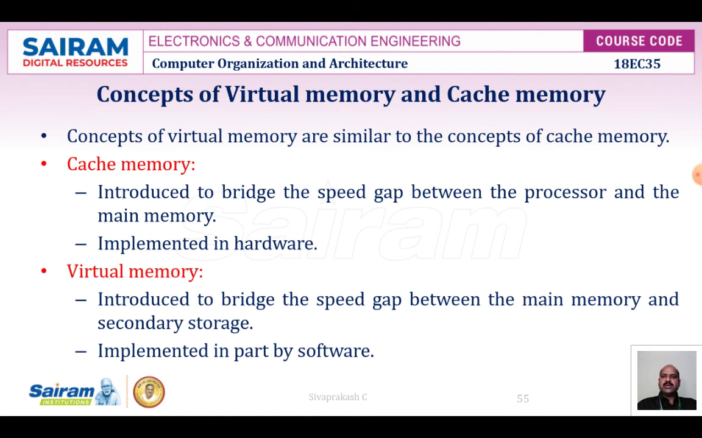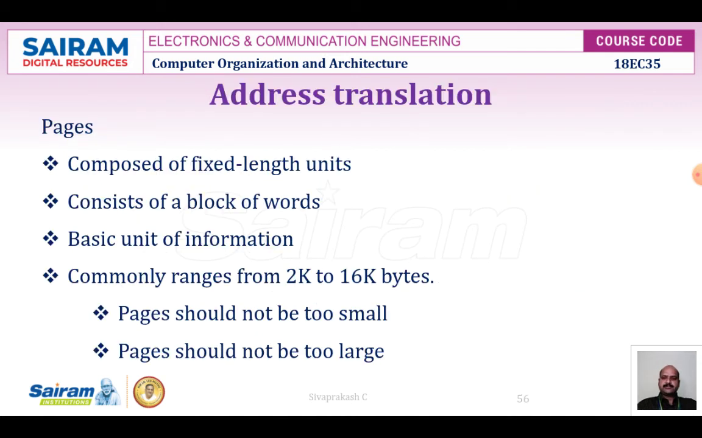Let's discuss the concept of cache and virtual memory. A cache memory is introduced to bridge the speed gap between the processor and the main memory, and it is implemented in hardware, whereas virtual memory is introduced to bridge the speed gap between the main memory and the storage, and it is partly implemented with the help of software.